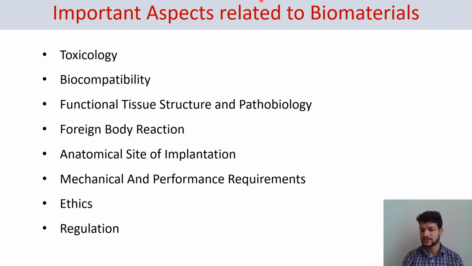Some of the examples of the toxicology studies of the polymers. In case of polymers which have low molecular weight, some of the monomers may leach from the polymer, and they may lead to toxicity. And all these monomers or leachable substances should be studied.